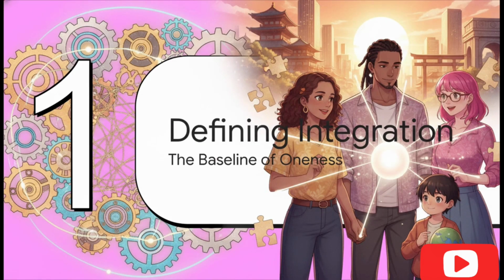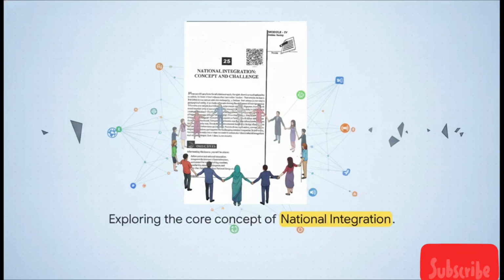Section 1. Defining national integration, the baseline of oneness. Before we can thoroughly examine what tears a nation apart, we really need to establish a baseline. We have to understand what actually holds a nation together in the first place, right? Sociologically speaking, a nation isn't just a geographical entity with lines drawn on a map. It's fundamentally a body of people who share a deep sentiment of belongingness. We have to define this baseline concept of integration first so we can really understand the deviations from it later on.